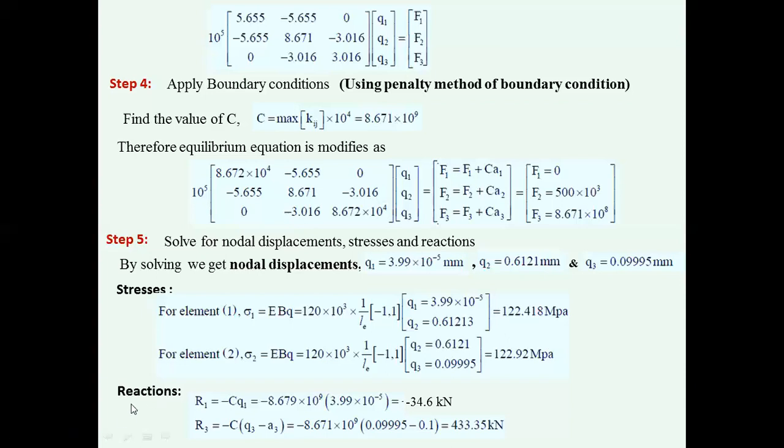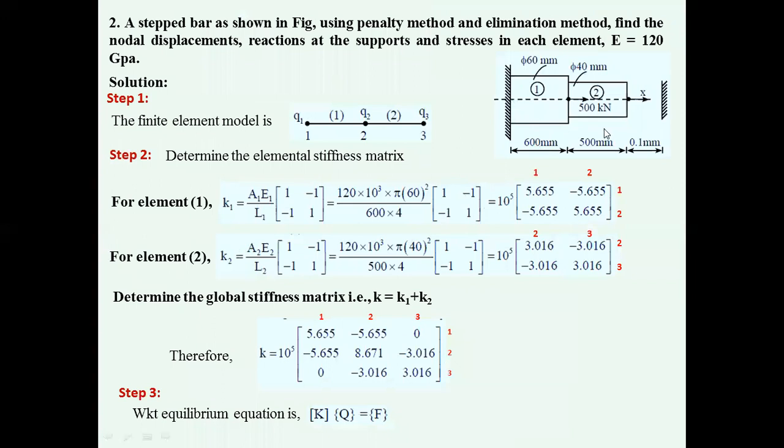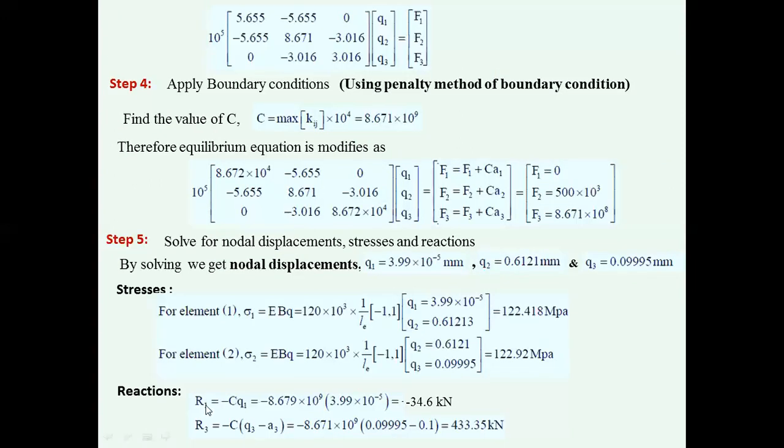Now the last one is we have to find the reactions. We have two fixed supports, that is node 1 and node 3. For node 1, the reaction R1 equals minus C into Q1 minus A1. Anyhow A1 is 0, so I will write directly minus C into Q1. The value of Q1 is also calculated. Substitute this, multiply it, and we'll get minus 34.6 kilonewton.